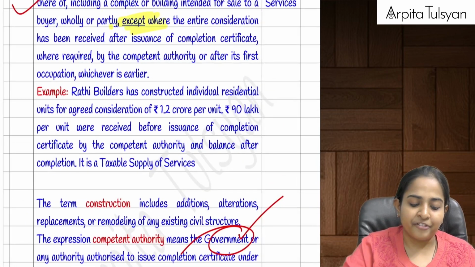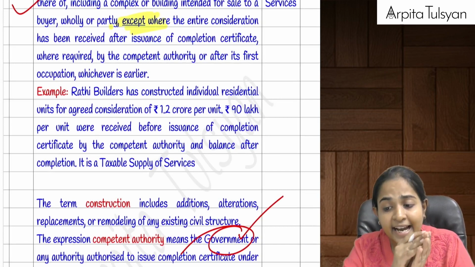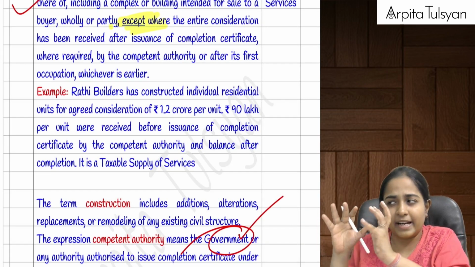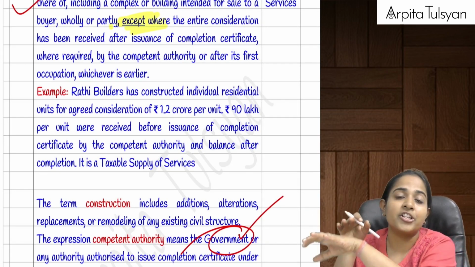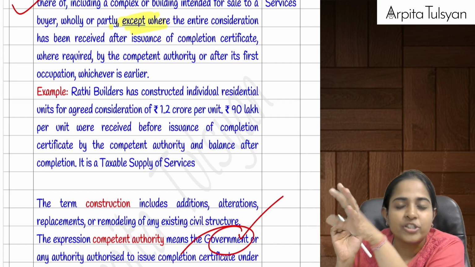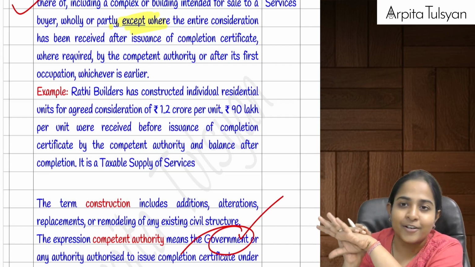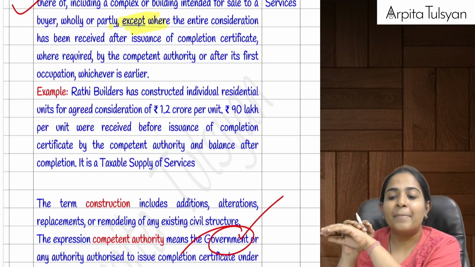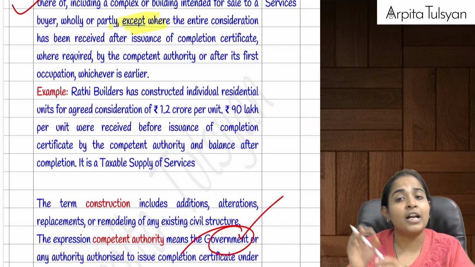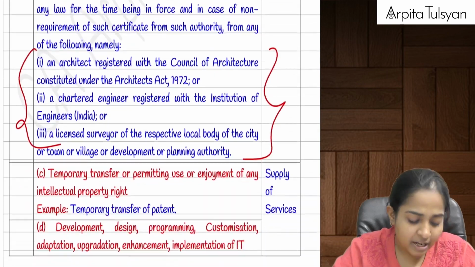Okay, so if the entire consideration is received after this CC, in short, we can say that when the entire consideration is received once the property got ready, then there is no GST applicable on it. Then you cannot call it a supply of goods or supply of services. Understanding this? But if some consideration was received before and some after, or the entire consideration was received before, then it will be called a supply of service.